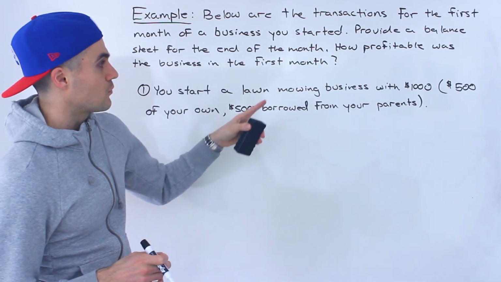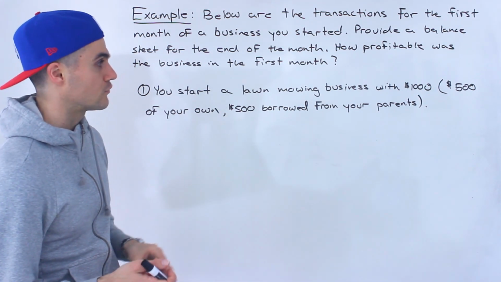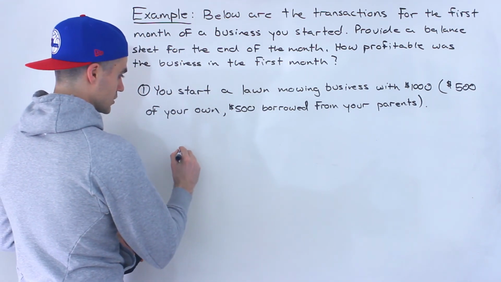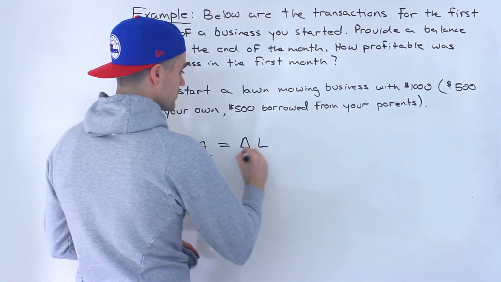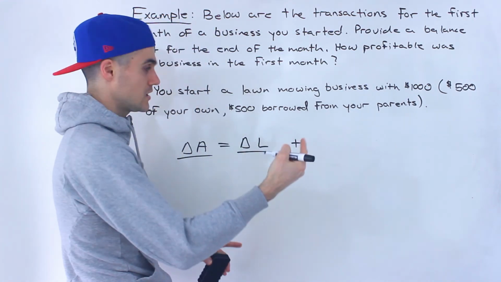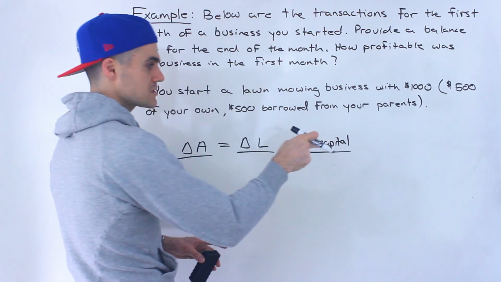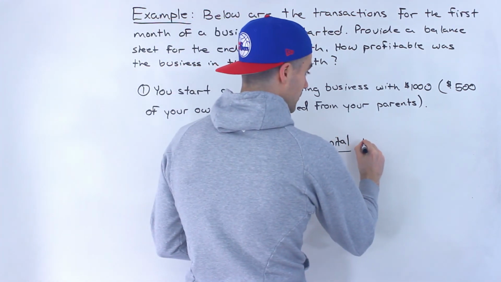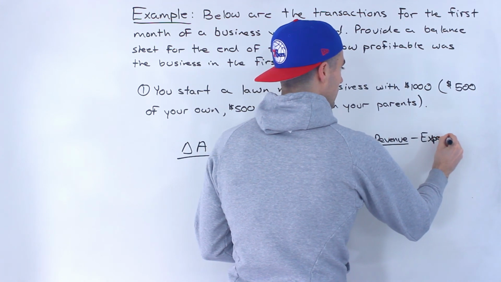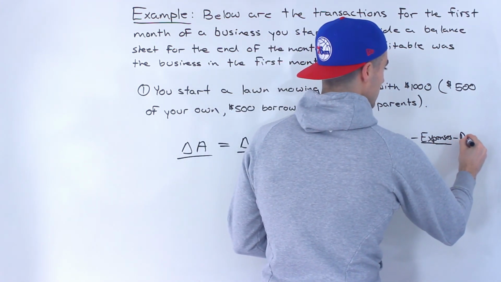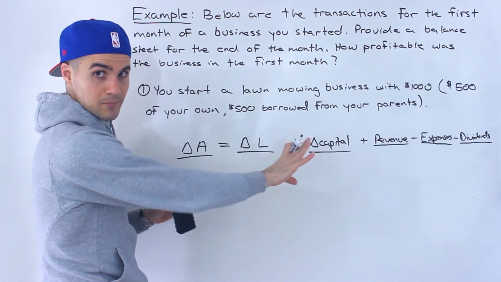So you start a lawn mowing business with $1,000. $500 is your own money invested, and then $500 is borrowed from your parents. To start this off, I'm going to draw out that chart. So we have the change in assets equals the change in liabilities plus the change in equity, but the change in equity is split up into the change in capital plus the change in retained earnings, and the change in retained earnings is split up into revenue minus expenses, and then we're going to be subtracting the dividends at the end here. Each of these transactions I'm going to input over here.